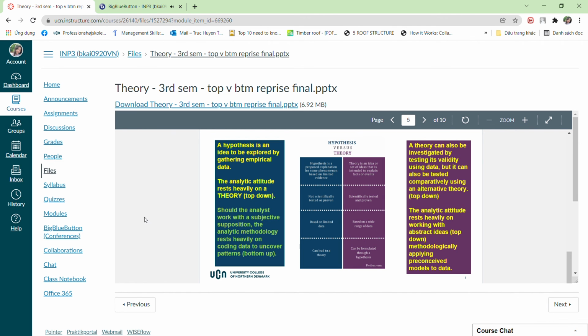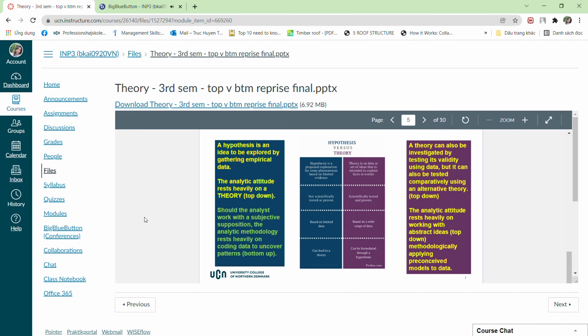So there are two different ways of looking at things. There's top down and there's bottom up. And bottom up analysis, you have a theory, but on the other hand, you don't. So the analyst has no preconceived ideas. Now this is of course unlikely, because everybody has preconceived ideas. You couldn't get out of bed in the morning if you didn't have preconceived ideas.